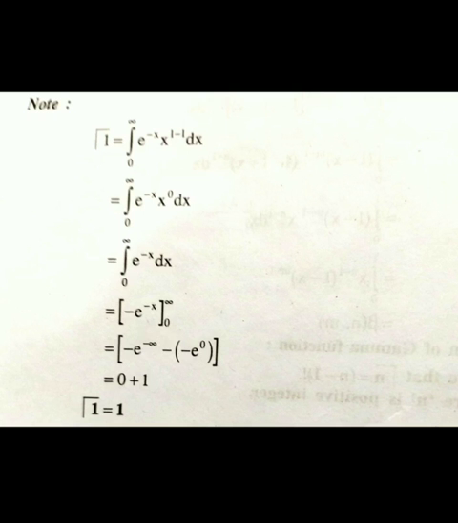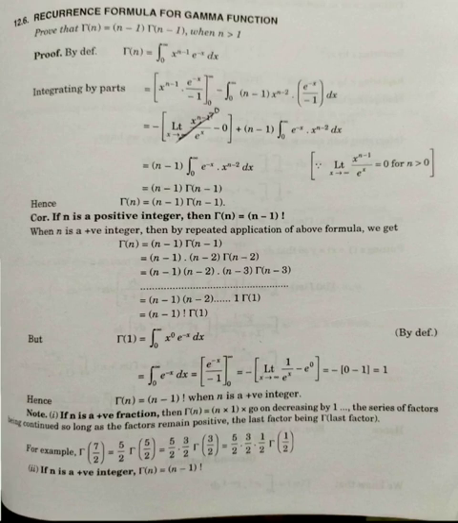Okay. Next, come to the recursion formula for the gamma function. It's a very important question. They'll ask these two proofs. Okay, first we will take the first proof. Prove that gamma of n is equal to n minus 1 gamma of n minus 1, where n is strictly greater than 1. What is the proof? Gamma of n is equal to n minus 1 gamma of n minus 1.